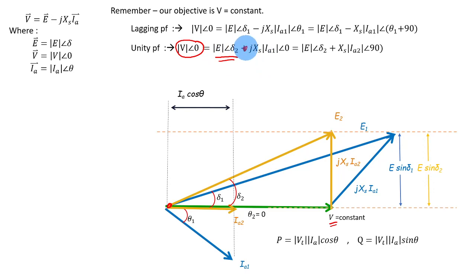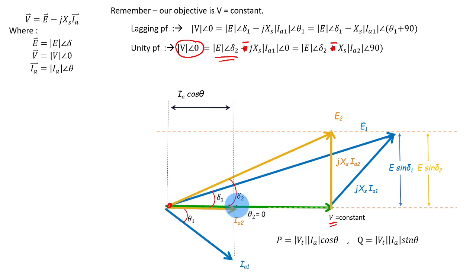I'm sorry guys, this is not plus, this is minus. Please correct me. So minus jXS IA. You can see that for the unity power factor, you will have this vector here, and the current IA2, where 2 means unity, is exactly on the horizontal axis, so it doesn't have any imaginary value.